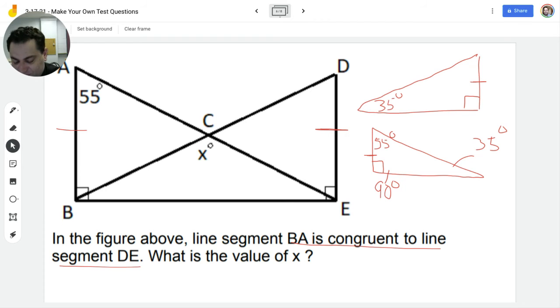So what I have here is 35 degrees here, 35 degrees here, and then once again, I have the triangle sum theorem, right? And I can find x. So a 35 and 35 is going to be 70 degrees. And then if I subtract 180 minus 70 degrees, I get 110 for x.